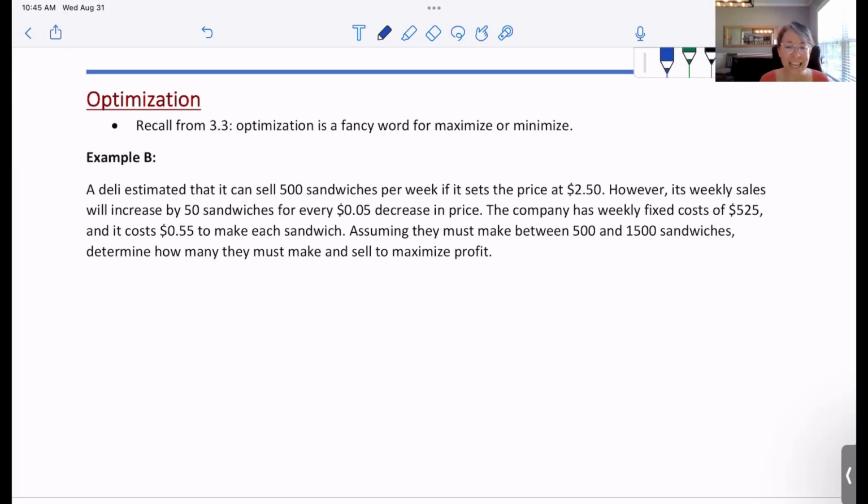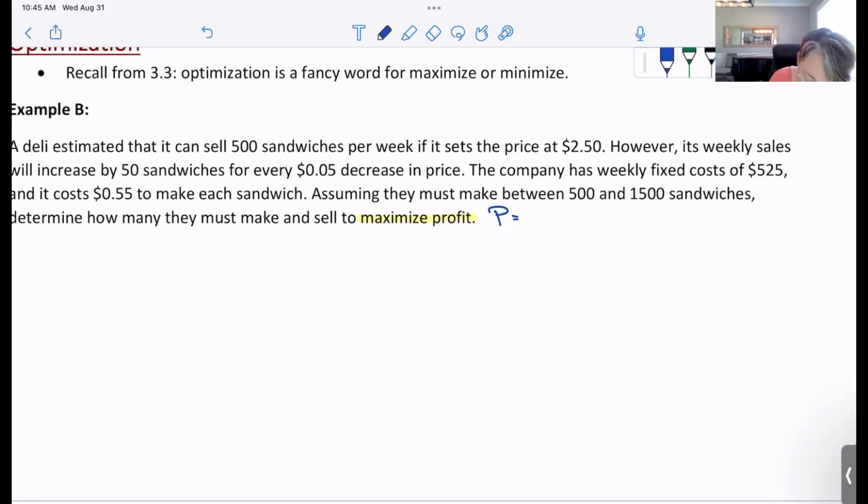So I like to start at the end. It's asking us to maximize profit. Profit is revenue minus cost. So I need to determine my revenue function based on that information and my cost function because they did not give us a profit function.